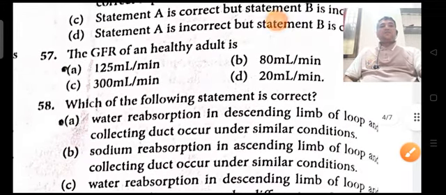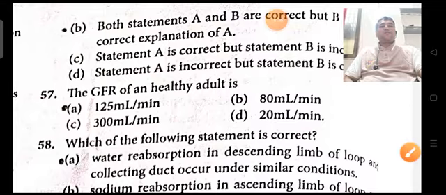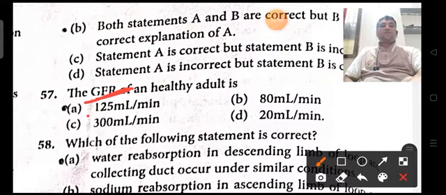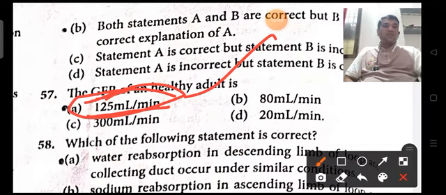Next, the GFR of a healthy man. Already you know that GFR means 125 milliliters per minute. So this is the only answer you can come across.